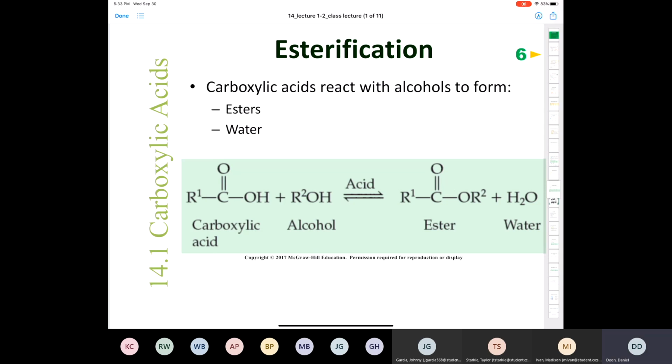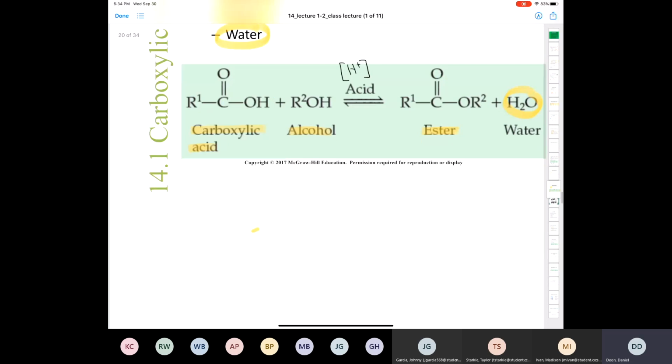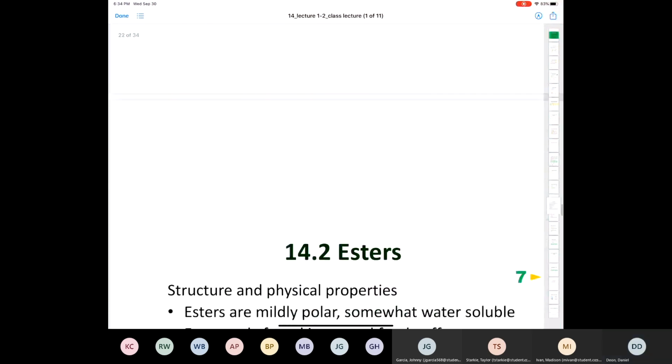And esterification is the formation of an ester from a carboxylic acid and an alcohol. So it says here that carboxylic acids react with alcohols to produce esters, and then we also end up with water as a product as well. Okay? Now the acid, there are many different acids that we can use. Oftentimes we just represent H plus like this, a catalytic amount of acid, but you have to have acid to promote this reaction.